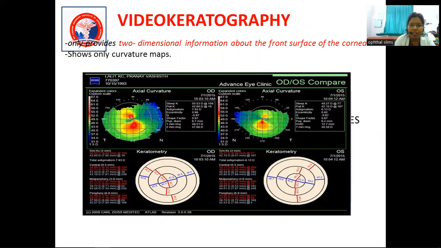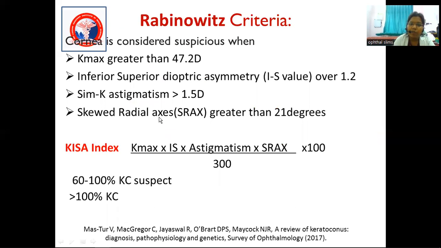So it is VKG. VKG is nothing but videokeratography. It only provides two-dimensional information about the front surface of the cornea, shows only curvature maps. This is the VKG map, and it is showing only the anterior two-dimensional information. Then Rabinowitz criteria. The cornea is considered suspicious when Kmax is greater than 47.2 diopter, inferior superior dioptric asymmetry value over 1.2, SRAX, skewed radial axis, is greater than 21 degree, and astigmatism is more than 1.5 diopter.